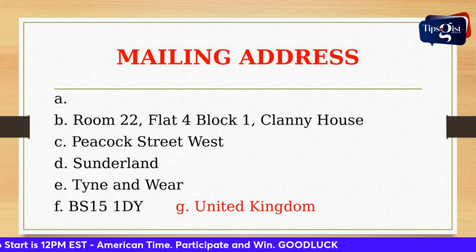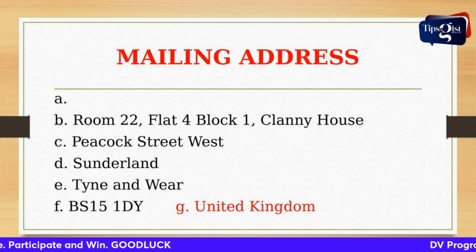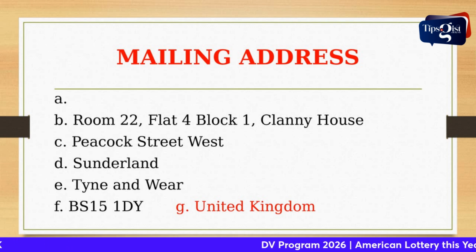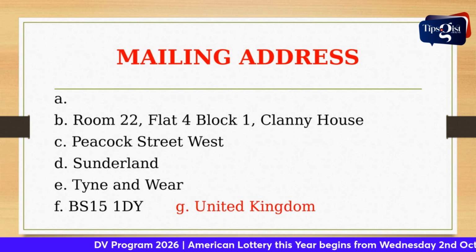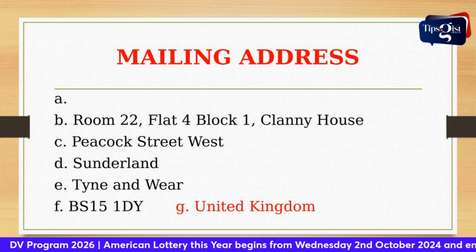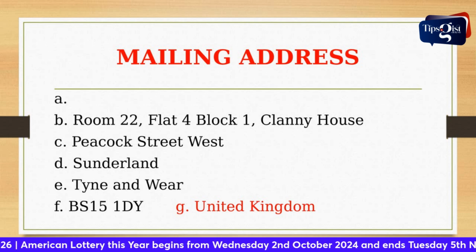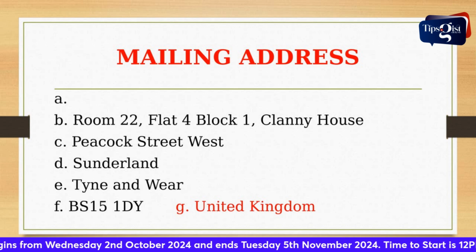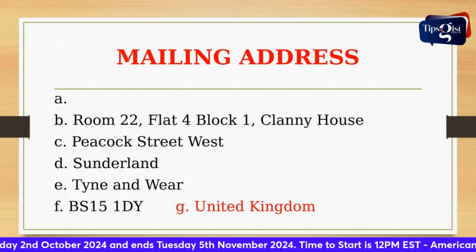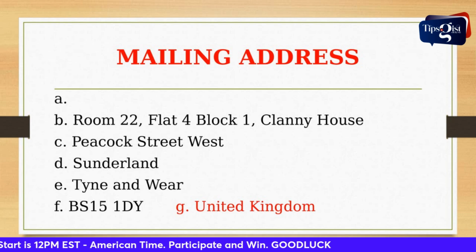Another example is a mailing address. So you can see room 22, flat 4, block 1, Clanny House. The A in care of was left blank. Now the room 22, flat 4, block 1, Clanny House is the B. Since there is another piece of information, I key it in at the C, and that is Peacock Street West. Then the town is Sunderland, then the county is Tyne and Wear County, and the F is the postcode and the United Kingdom over there.